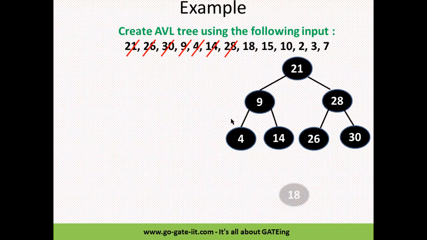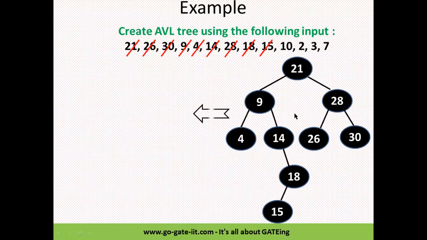Now the next element to be inserted is 18. Is there any imbalance? I don't think so. 1, 2, 3 minus 2. No, there is no imbalance. We'll insert the next element, 15. As soon as we insert 15, you can notice here 1, 2, 3, 4. The height from 21 to reach 15 is 4. 4 minus 2 gives you 2. So again a height imbalance occurs.